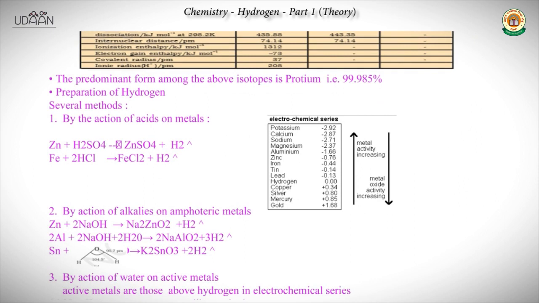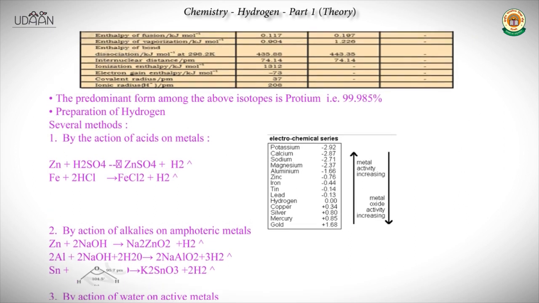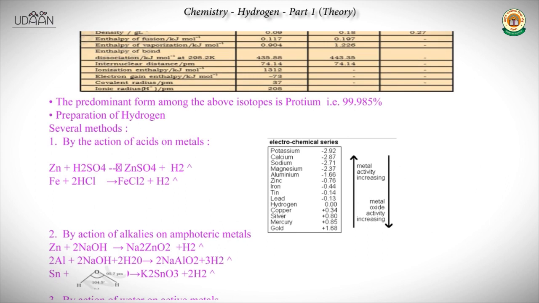Now we want to discuss some methods of how we prepare hydrogen and how we use it. So let's start with preparation of hydrogen. The first one is by action of acids on metals. How will we make this?